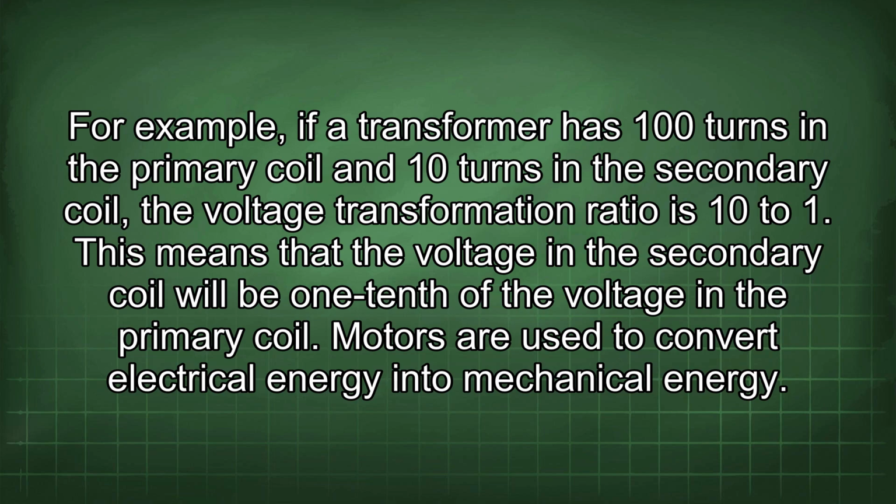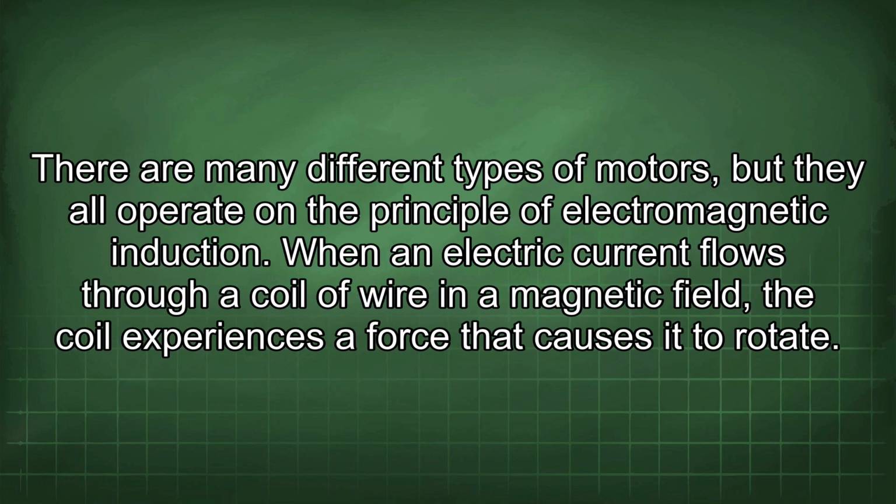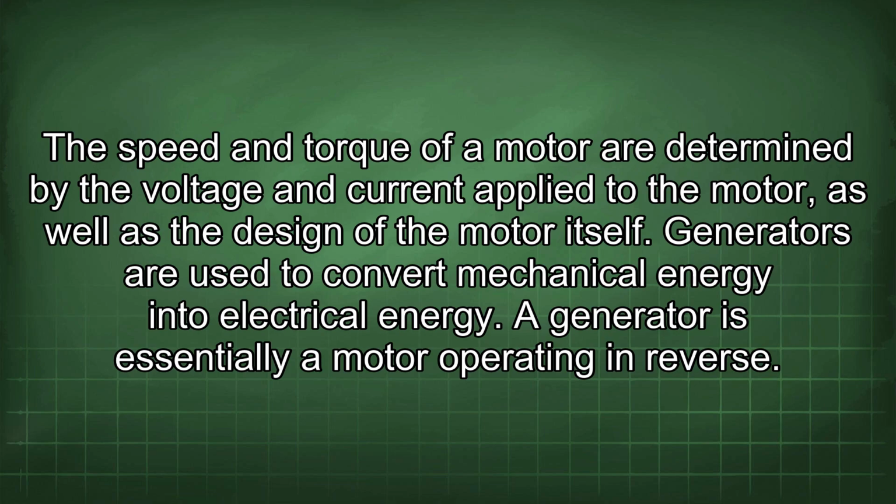Motors are used to convert electrical energy into mechanical energy. There are many different types of motors, but they all operate on the principle of electromagnetic induction. When an electric current flows through a coil of wire in a magnetic field, the coil experiences a force that causes it to rotate. The speed and torque of a motor are determined by the voltage and current applied to the motor, as well as the design of the motor itself.